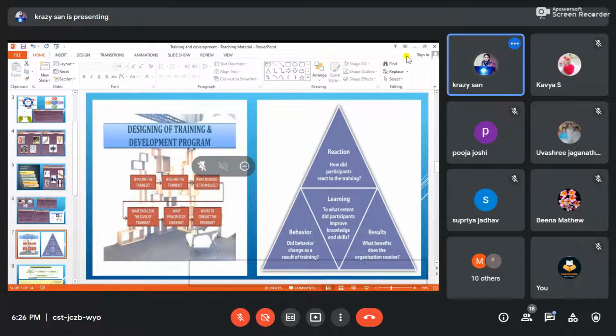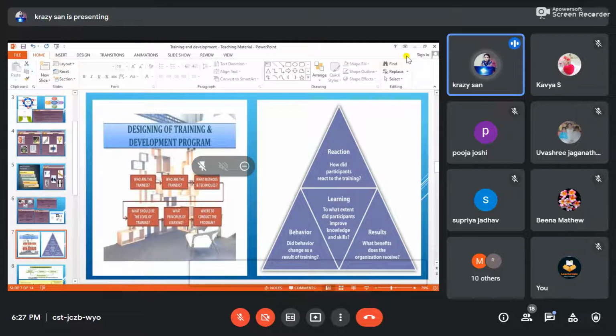Then comes the designing or development concept of the program, where employees are selected and given the training. So reactions also depend. The pyramid, if you see, when a training is given, reactions like how did participants react to the training, getting the feedback from them.